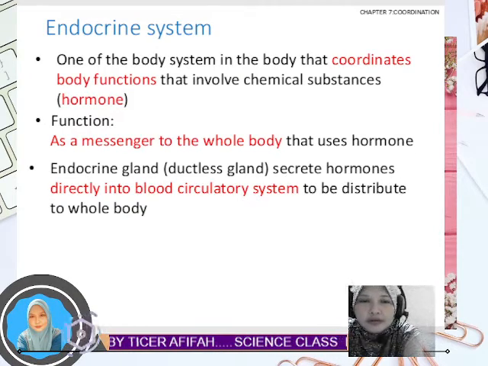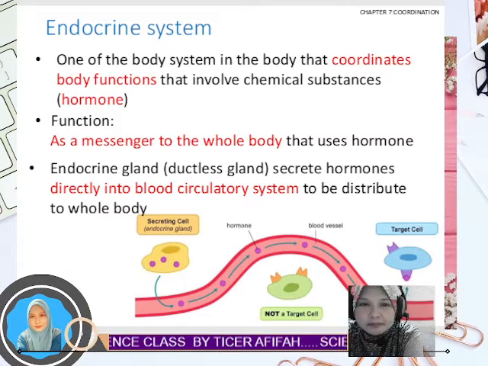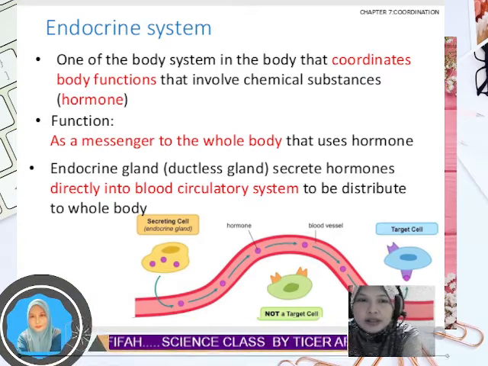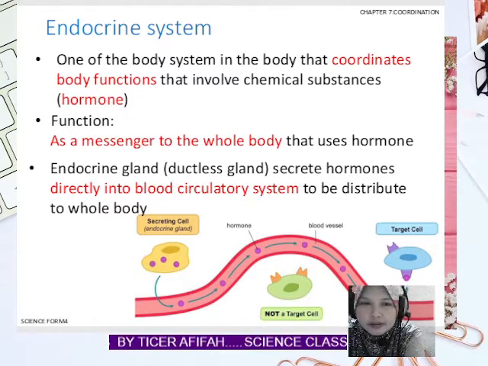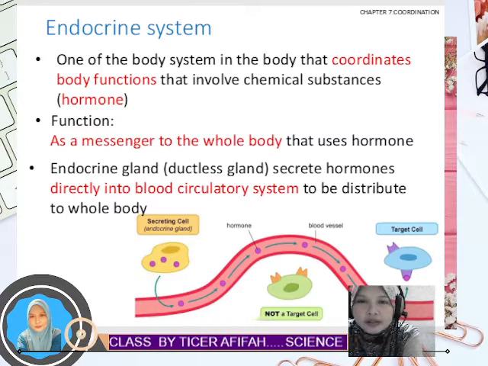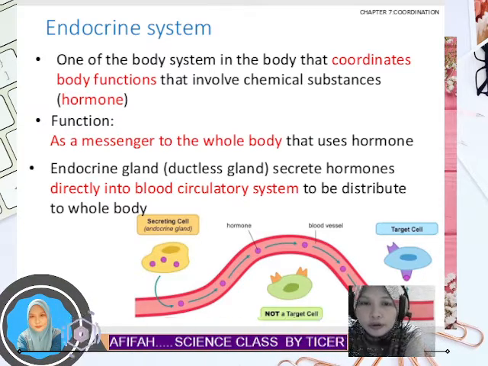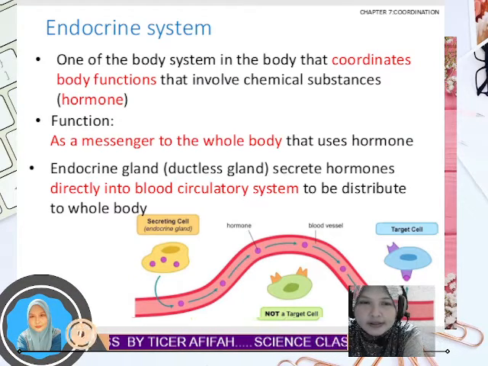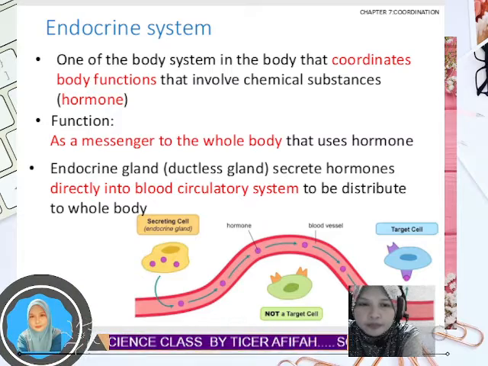Okay, what is the endocrine system? It is one of the body systems other than the human nervous system that you learned in form 3. This endocrine system coordinates body functions that involve a chemical substance known as hormone. The function of the endocrine system is that it acts as a messenger to the whole body using hormones.